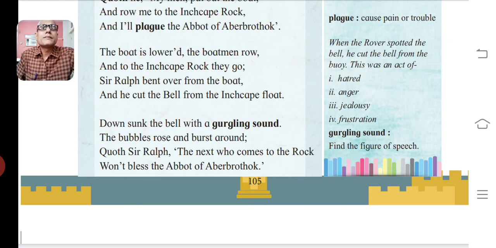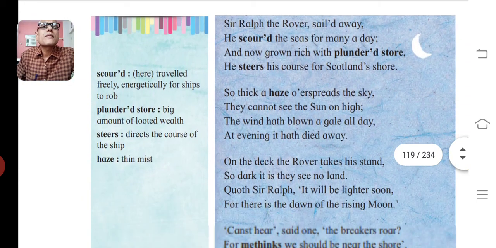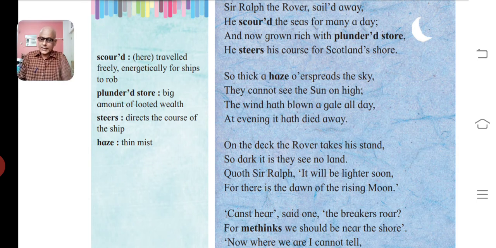Now turn the page and see the figures of speech in the next lines on page number 106. You see the very second line from this stanza, that is stanza number 11. He scoured the seas for many a day. Alliteration. Here the sound of S is repeated pleasingly. Now see the second line in the next stanza. They cannot see the sun on high. Here also alliteration. Here the sound of S is repeated pleasingly.